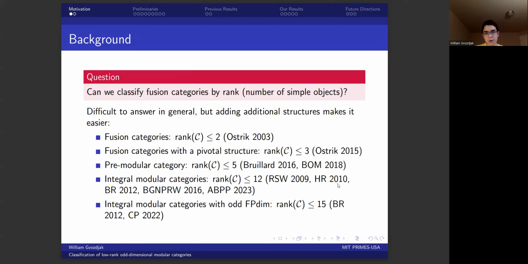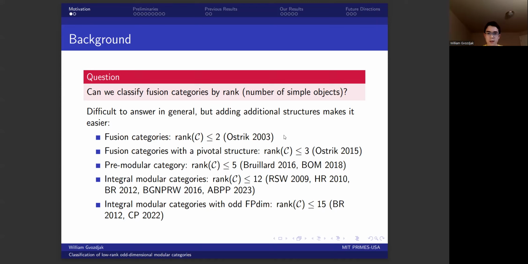So first, before I get into the actual results, I'll first present some motivation for the question that we were trying to answer. In general, the overarching question that surrounds this field is, can we classify fusion categories by rank? And when I say rank, I mean the number of simple objects in the fusion category. So are we somehow able to figure out what all the possible fusion categories are for some given rank? And this question is quite difficult to answer in general if we're trying to answer it for a fusion category in general. And this can be seen here in this first bullet point. Currently, we only have classified fusion categories up until rank 2, which is a result from 2003 by Ostrik.